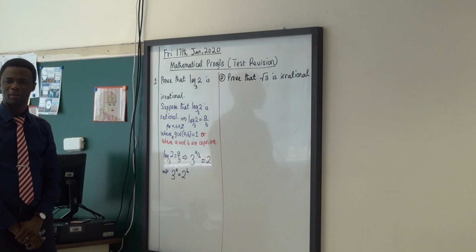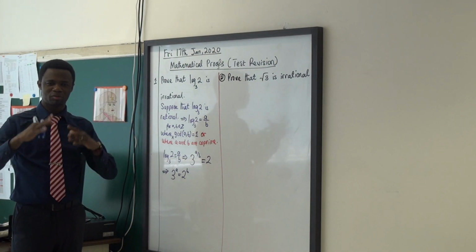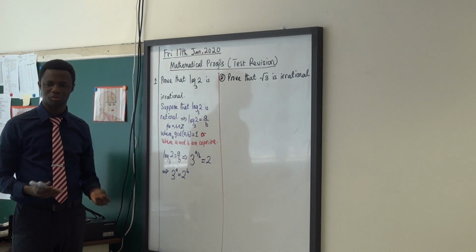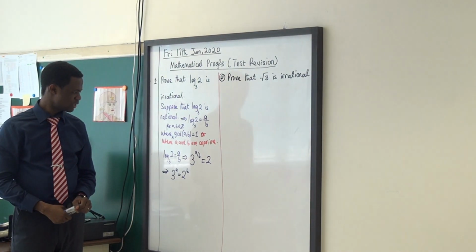The idea isn't complicated, so stop thinking binomial theorem. Stop thinking De Moivre's theorem. It's something trivial. Yes, to write them as fractions. What are you writing as fractions?